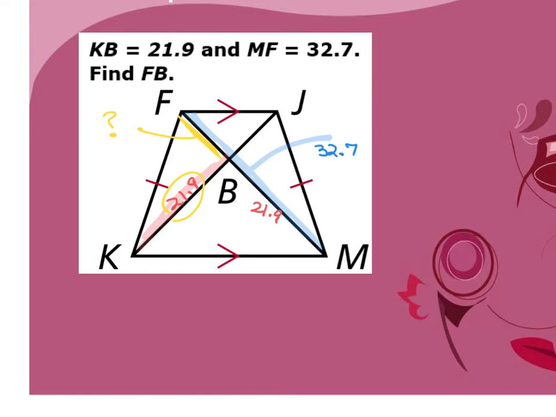And if I know the entire length of the blue one is 32.7, to find that little missing top piece that I went over in yellow, I just need to do 32.7 minus 21.9. So let me go ahead and do that. 32.7 minus 21.9. And I get, no, I didn't need to borrow. I did.